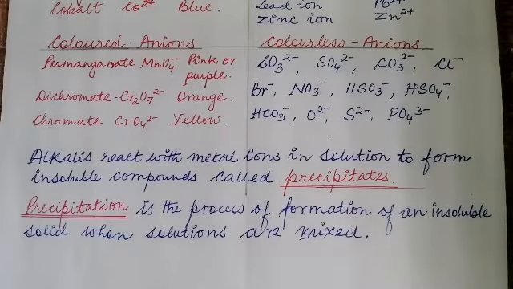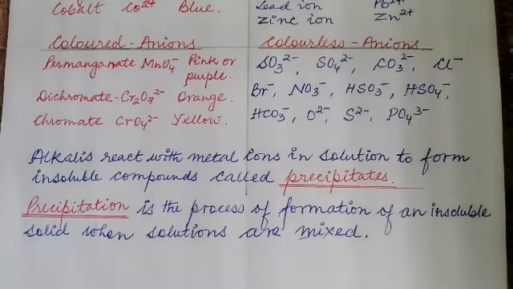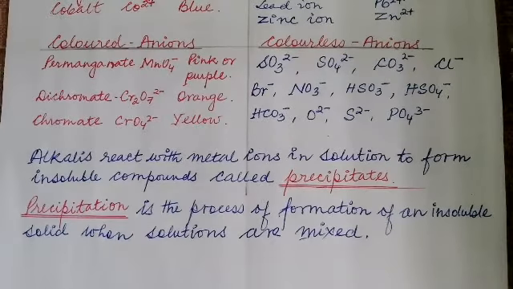Now let us take a look at colorless anions. Sulfite ions, SO3 2-, is a colorless ion. Similarly, sulfate, SO4 2-. Carbonate, CO3 2-. Chloride, Cl-. These are all colorless anions. Similarly, bromide, nitrate, hydrogen sulfide, hydrogen sulfate, these are also colorless anions.